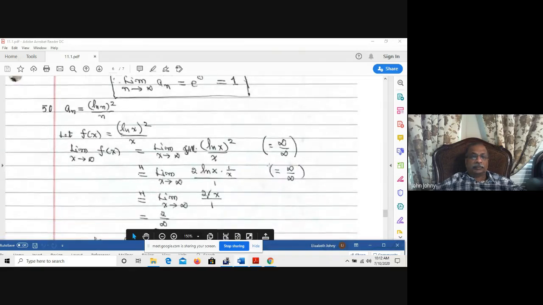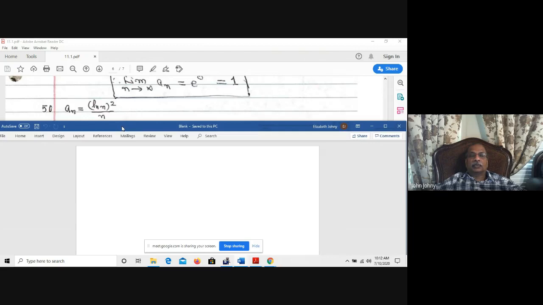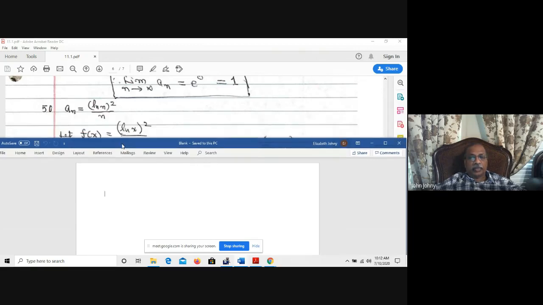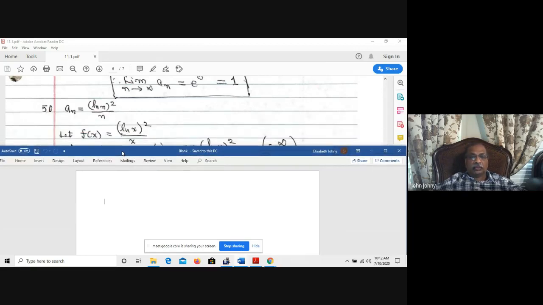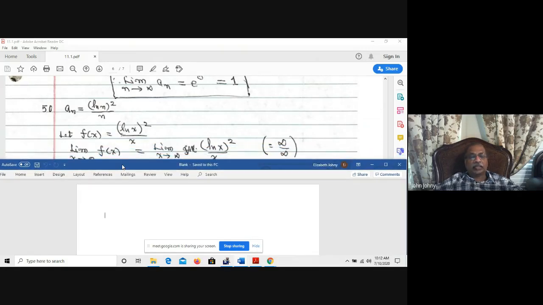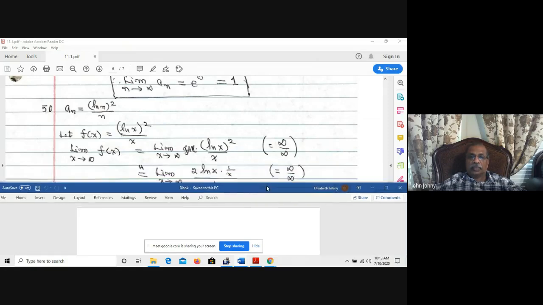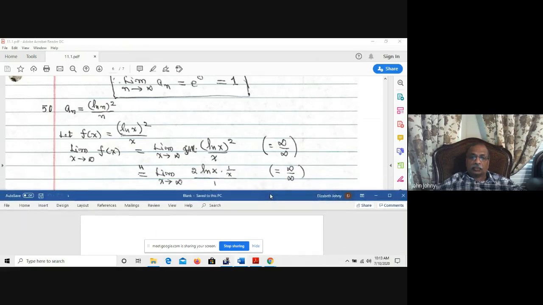Number 50. An is equal to the natural log of n, the whole square, divided by n. Let f(x) is equal to the natural log of x, the whole square over x. And same strategy as in the previous case. So the limit as x approaches infinity of f(x) is equal to the limit as x approaches infinity of the natural log of x, the whole square over x, that is infinity over infinity. And so apply L'Hopital's rule.